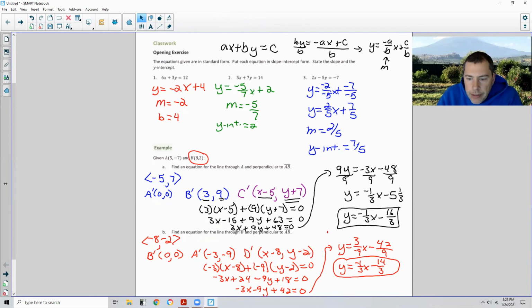There's a minus sign there. Let me move that just a little. There we go. All righty. So there are our two equations. So this is really cool, without graphing something, finding a line perpendicular to a point that doesn't go to the origin.